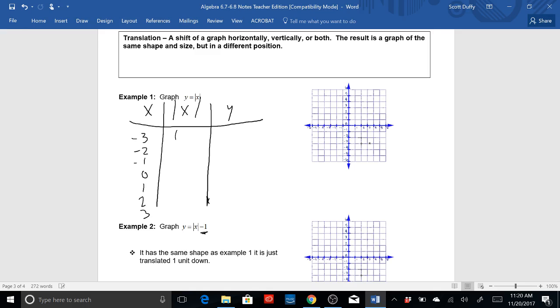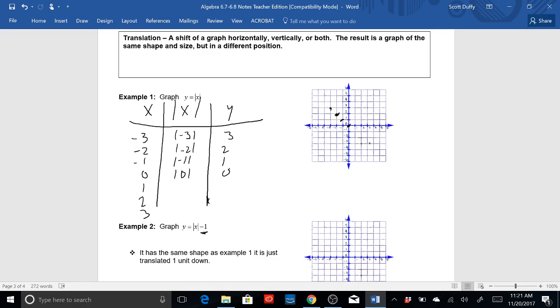Now I'm taking the absolute value of -3, which is 3. So my first point is (-3, 3). Then I'm taking the absolute value of -2, which is 2. So (-2, 2) is my next point. Then I have the absolute value of -1, and that is 1. So (-1, 1). And then my absolute value of 0 is 0.